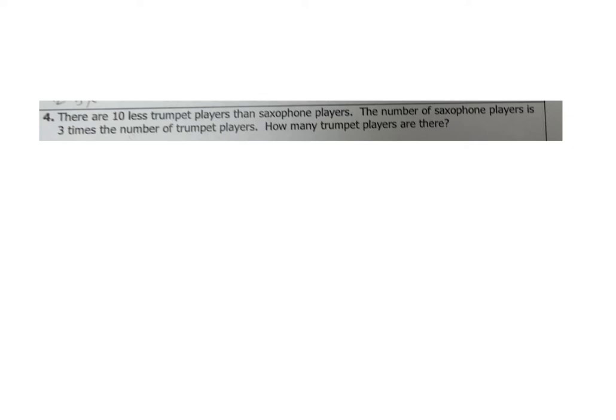Okay, this is back on 2-8. Lesson, homework number 8, right? Over word problems. Okay, there are 10 less trumpet players than saxophone players. The number of saxophone players is 3 times the number of trumpet players. How many trumpet players are there?